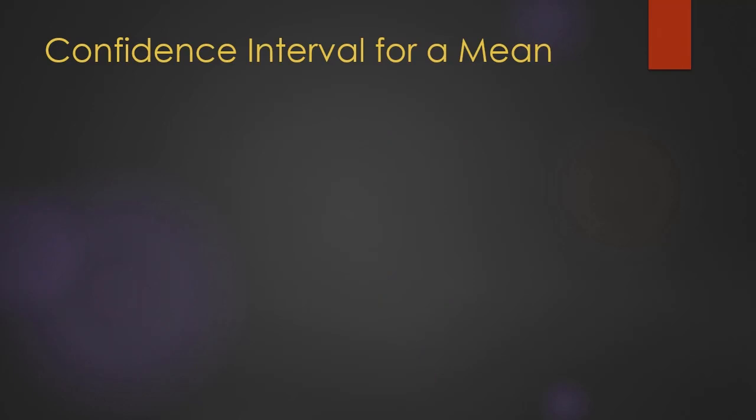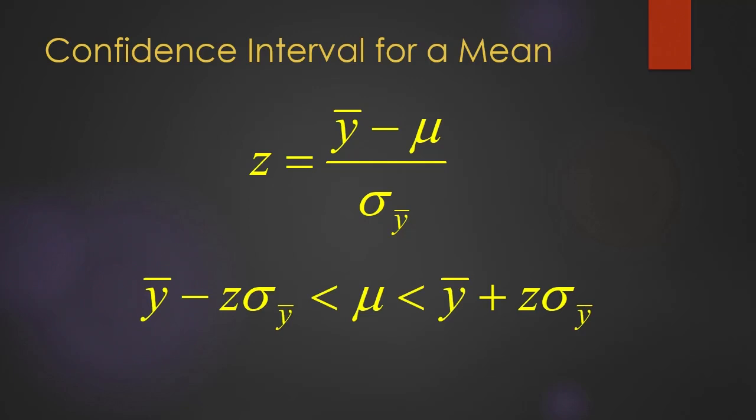Putting this all together, we can create a confidence interval for the mean. Here again is the Z formula based upon finding a Z-score for the mean. If we do a little bit of algebraic manipulation, we get something that looks like this. Notice that if I multiply both sides of that top equation by the standard deviation, I have Z times the standard deviation. We see that appearing in the confidence interval, and we call that the margin of error. I add and subtract that margin of error from y bar in order to get an interval around the mean.